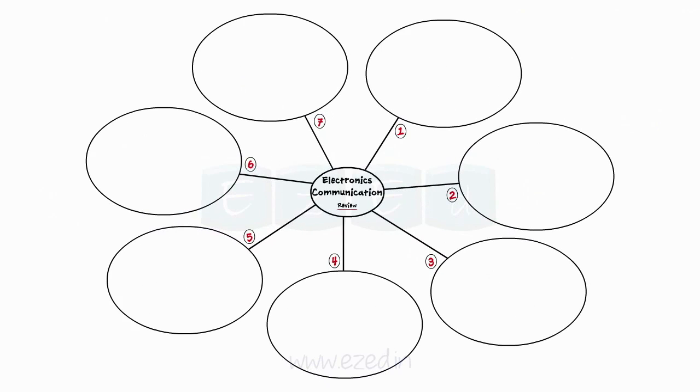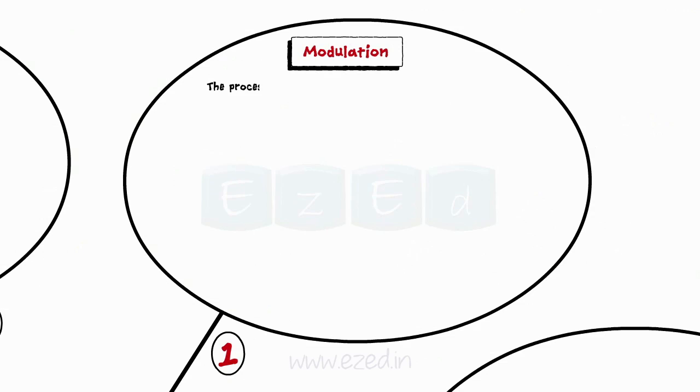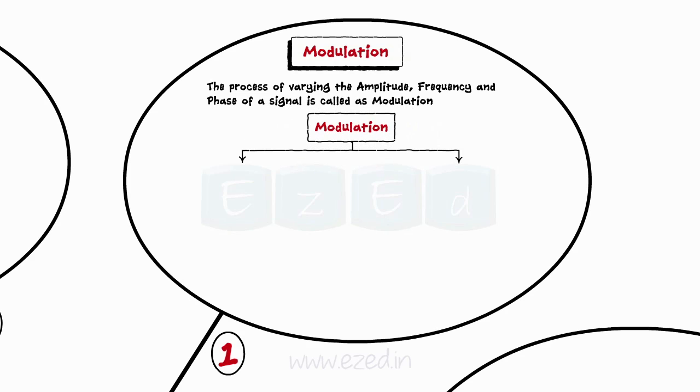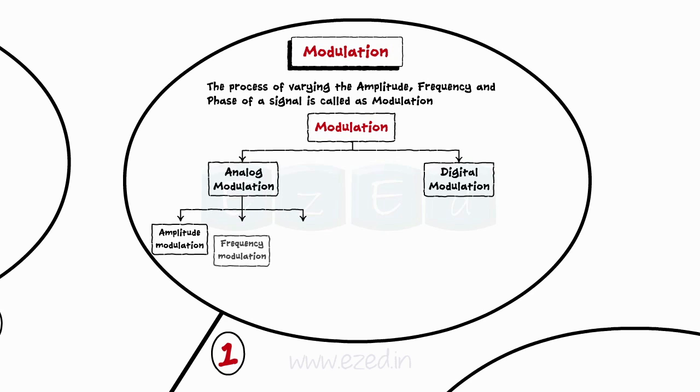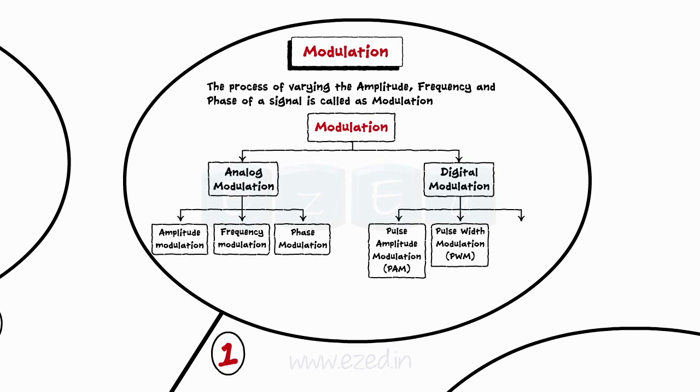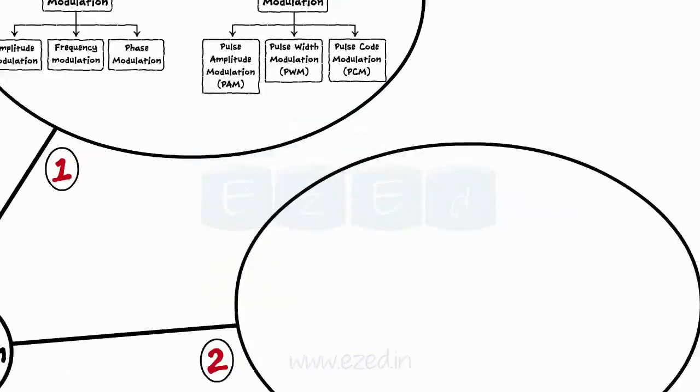Let's have a quick review of what we have learned in this lecture. The process of varying the amplitude, frequency, and phase of a signal is called modulation. It is divided into two main types, analog modulation and digital modulation. They are further divided as AM, FM, and PM, and PAM, PWM, and PCM.